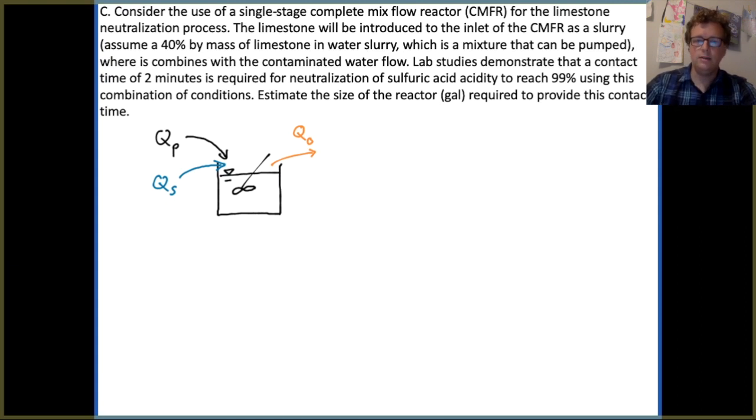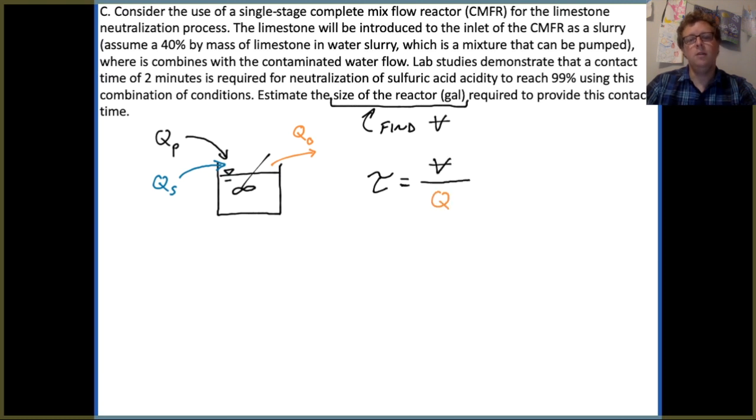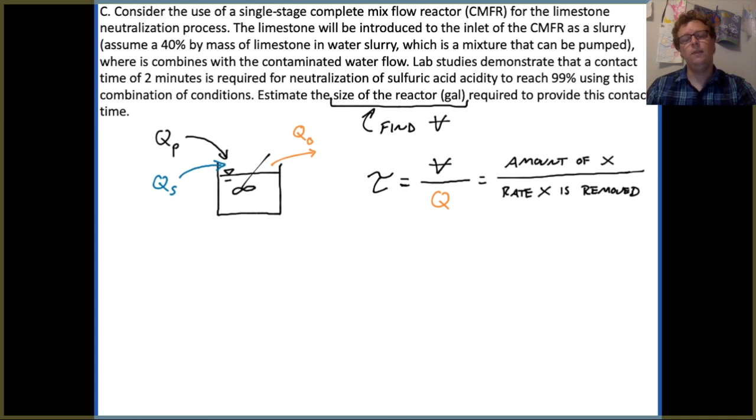Now, there are several ways that you can start this, but ultimately with the goal of finding volume, I go back to the residence time equation that we've used a few times in the semester. So the residence time in our reactor is its volume divided by the discharge out. And if you're asking yourself, how did he know to use the discharge out, not the discharge from the plant or the slurry? Remember, we want the amount of the thing divided by the rate at which it's removed. And so the rate that water is removed from the CSTR is that outflowing rate.